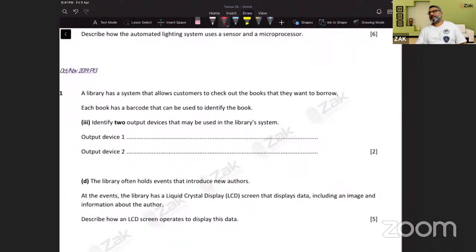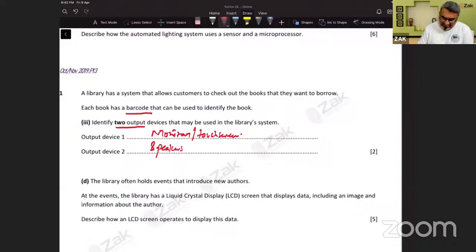Output devices जो हमें चाहिए बारकोड सिस्टम में, दो आउटपुट डिवाइस. Monitor, it might be touch screen, speakers, barcode readers, printers, etc.